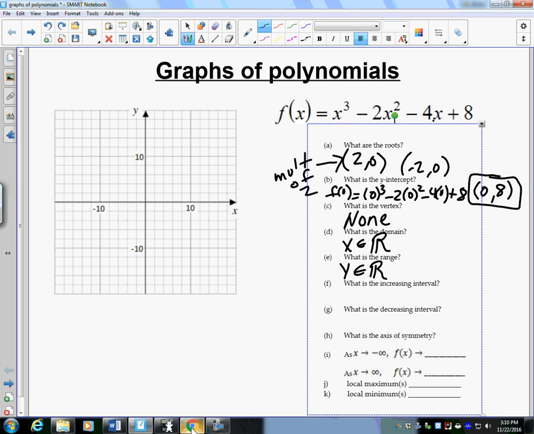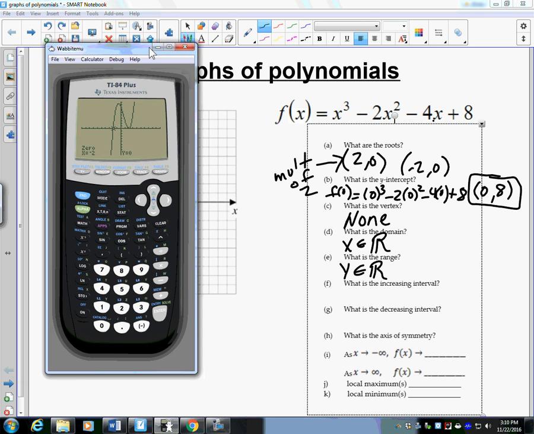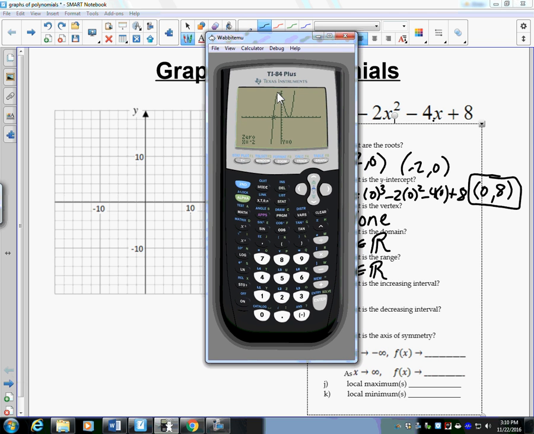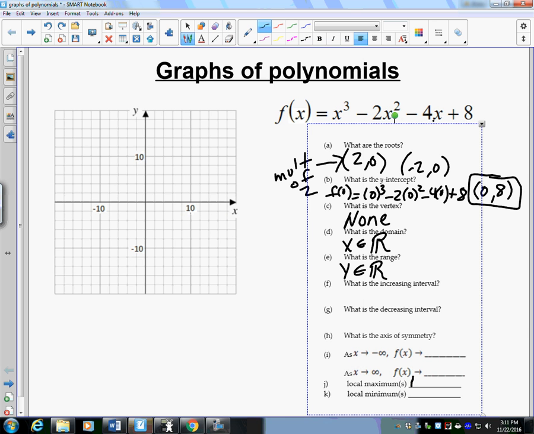For the increasing interval, it's good to know the local maximums and minimums. So I want to know this maximum up here. I go second trace, maximum, left bound, enter, right bound on the right side of the maximum, enter, and I have it at negative 0.6 repeating, and we'll say 9.5. So that's the local maximum, negative 2/3, and 9.5. So that's up here.